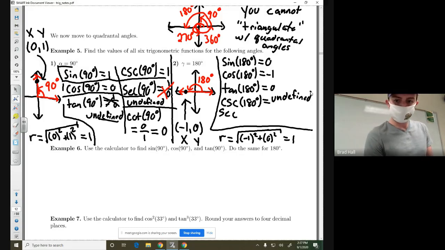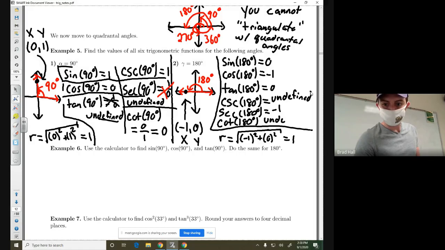All right, secant. You can either use the formula or you could just flip cosine. The reciprocal of -1, just -1. Cotangent, it's undefined. So that would be the 6 corresponding trigonometric values.